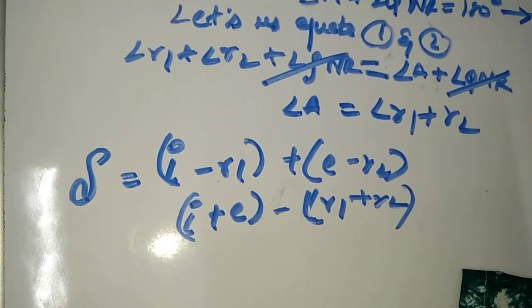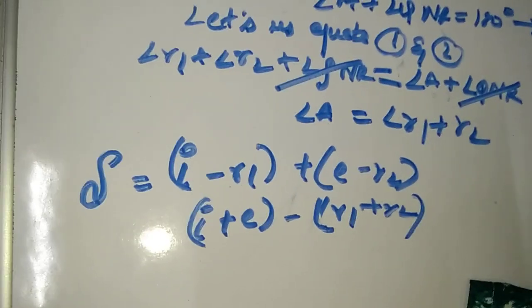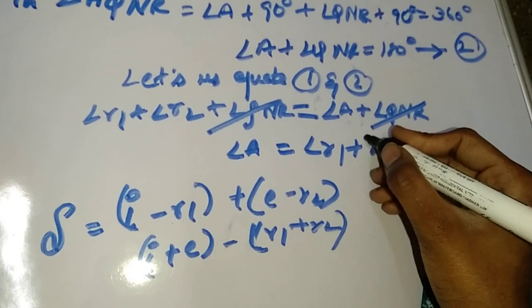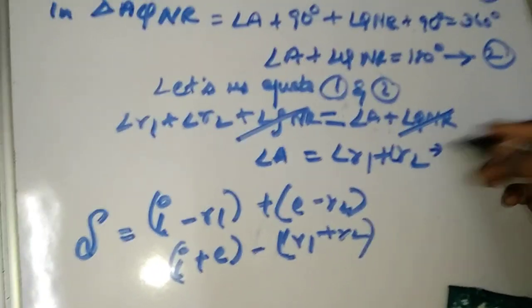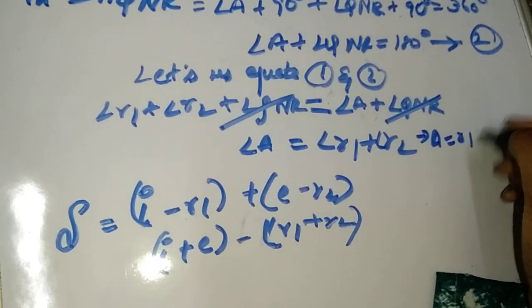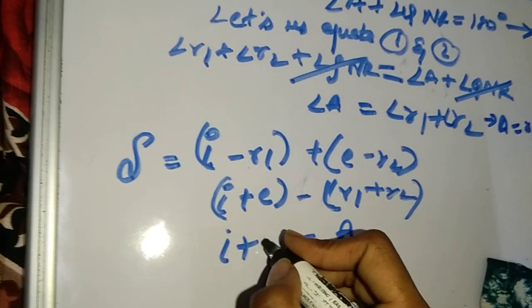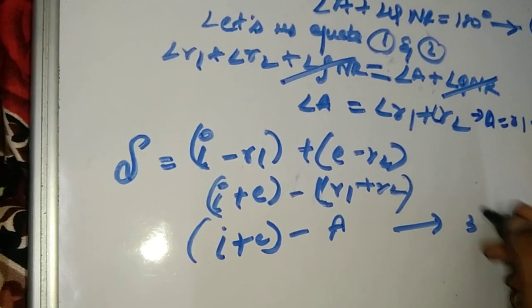Now once we get this, what is the next thing we need to do? We know R1 plus R2 is nothing but angle A. So here you can just substitute and you're going to get simply R1 plus R2 equals A. So just write delta equals I plus E minus A. Let this equation be the third one.